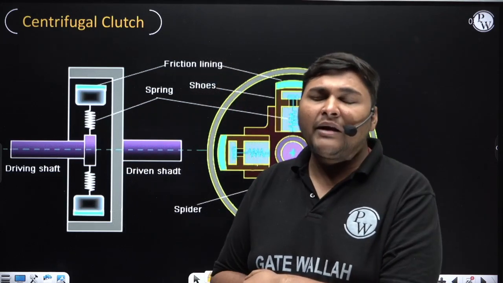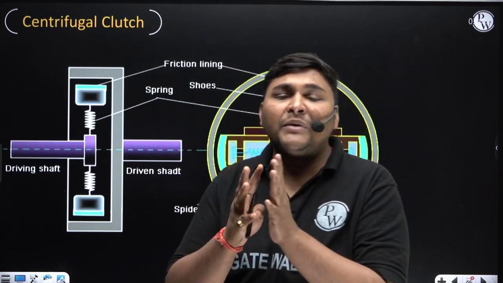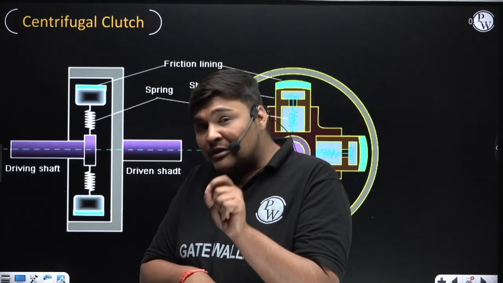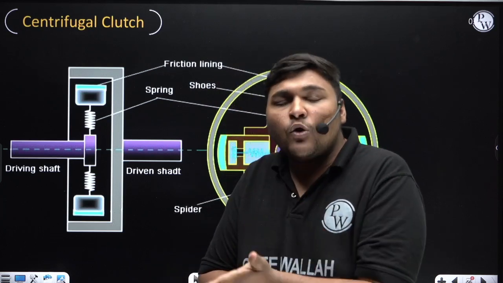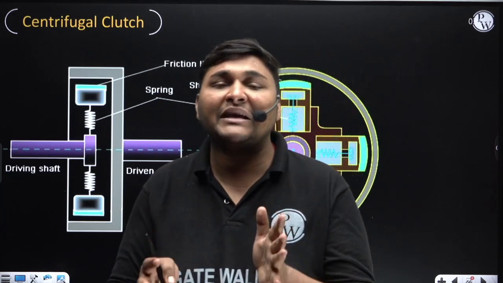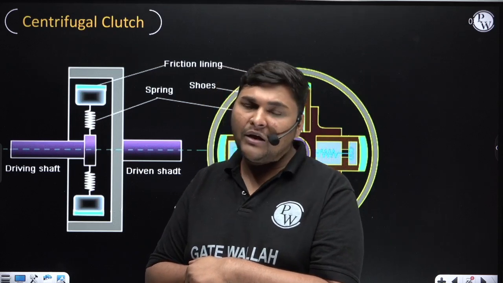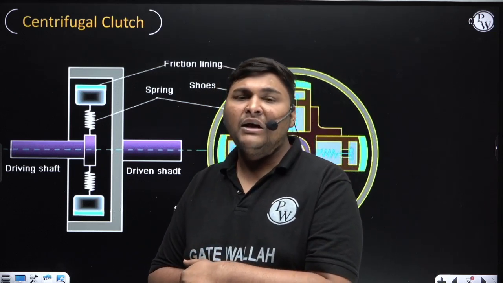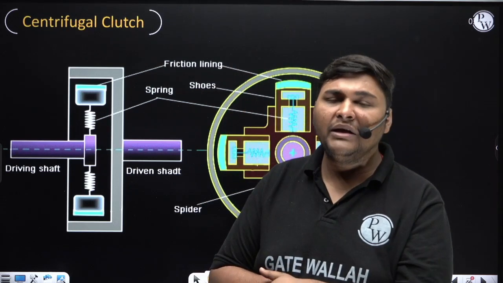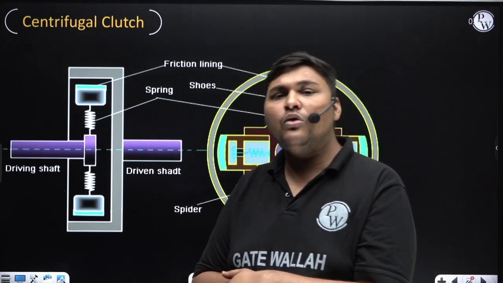If the actual speed of the driving shaft, omega, is less than omega 1, then the driving shaft and driven shaft will not be connected with each other, meaning they will be at the disengaged position. But if omega is more than omega 1, then the clutch will be in the engaged position. It does not operate at the will of the operator. Power and torque will transmit from input shaft to output shaft.